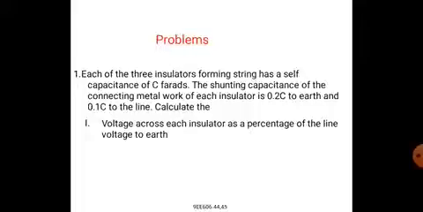So in this class we discussed methods of improving string efficiency, arcing horn and guard rings, and different problems on string efficiency.